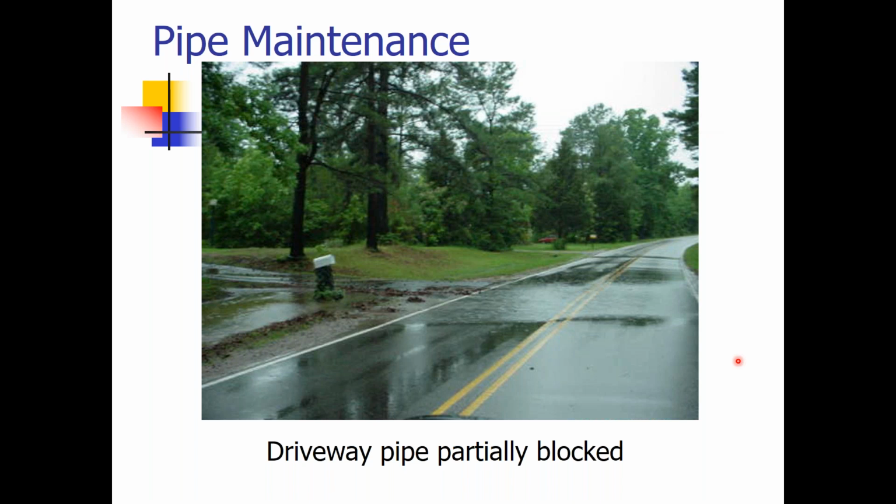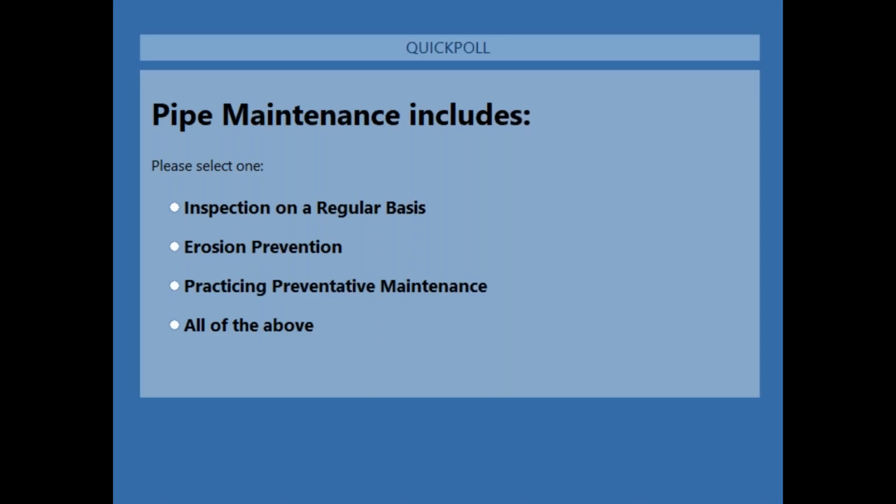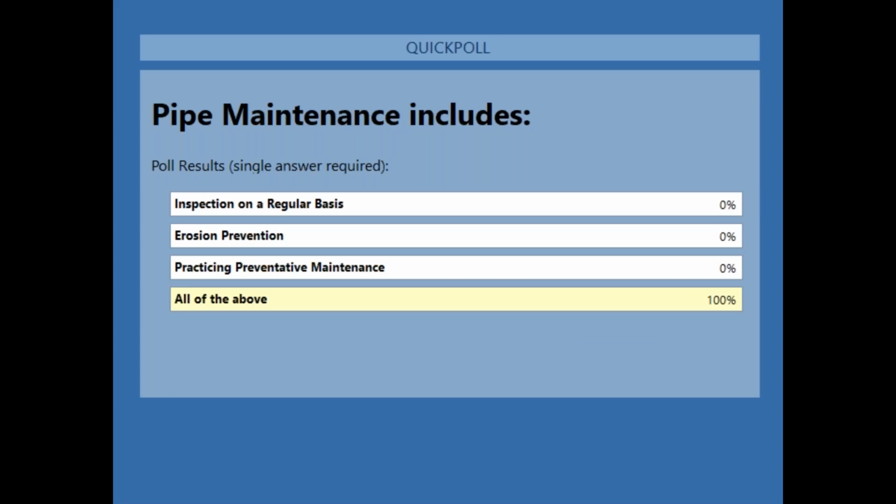And then finally, poll question number 3, if you would fire that up, Victoria, about pipe maintenance. So pipe maintenance includes inspection on a regular basis, erosion prevention, practicing preventative maintenance, or all of the above. They're voting quick on this one too. All right, we're up there already. Good job, guys. Okay, the results are that everybody chose all of the above, 100%.